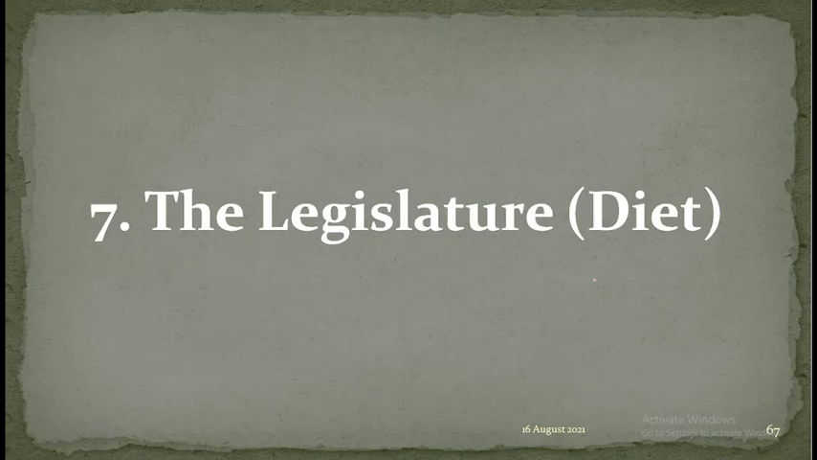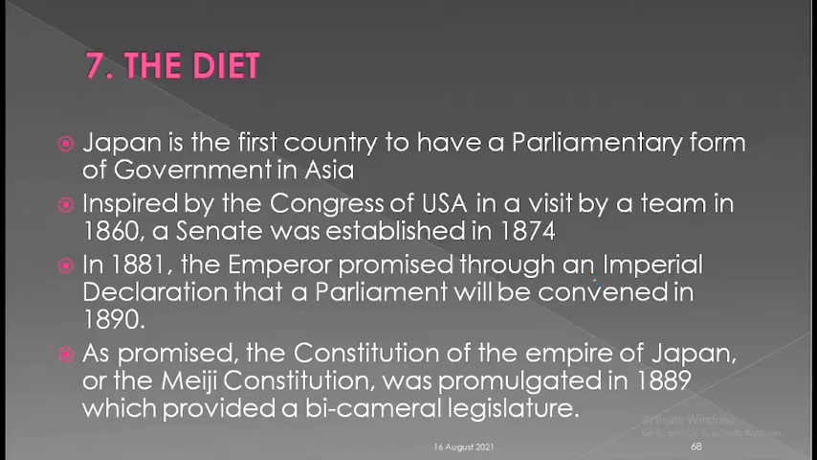Now, we have just come to the conclusion of the executive branch. Now we will come to the legislative branch, or the Diet, or the parliament. When we talk about the legislature or the Diet, Japan is the first country to have a parliamentary form of government in Asia.